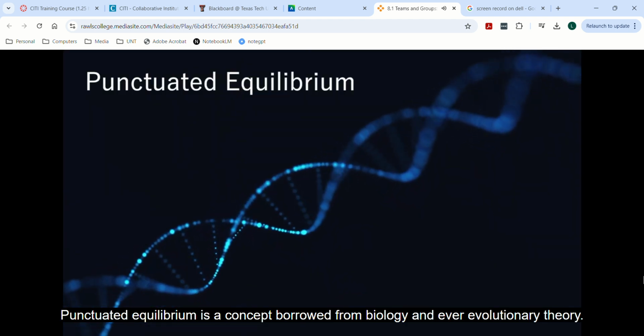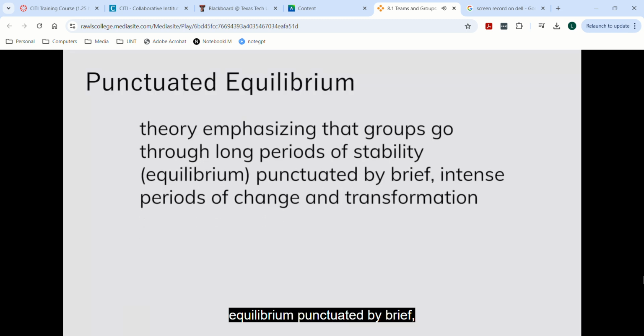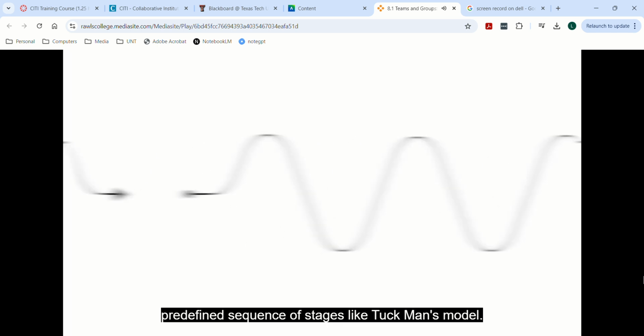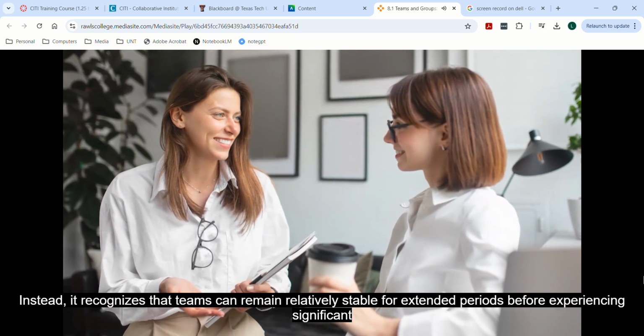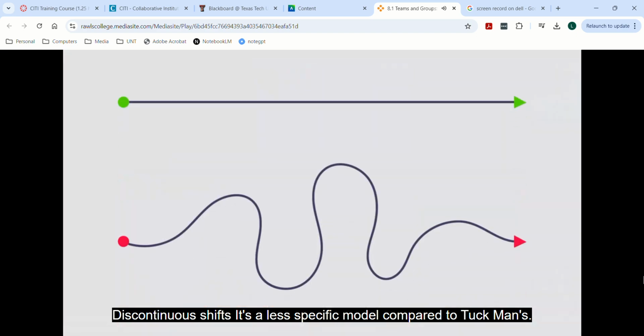Punctuated equilibrium is a concept borrowed from biology and evolutionary theory. In the context of teams, it emphasizes that groups can go through long periods of stability, equilibrium, punctuated by brief, intense periods of change and transformation. Punctuated equilibrium doesn't follow a rigid, predefined sequence of stages like Tuckman's model. Instead, it recognizes that teams can remain relatively stable for extended periods before experiencing significant, discontinuous shifts.